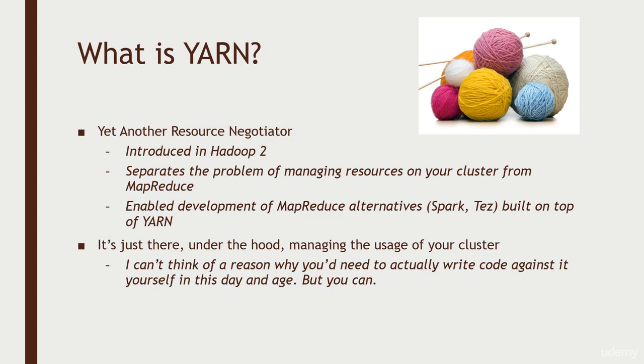But with Yarn, they split out the resource negotiation part, which allowed the development of MapReduce alternatives, such as Spark and Tez, built on top of Yarn. And it turns out both Spark and Tez, by using directed acyclic graphs, can outperform MapReduce quite a bit. So that really does unleash a whole world of new possibilities and new performance that we couldn't have gotten otherwise. So thank you, Hadoop people, for splitting that out.